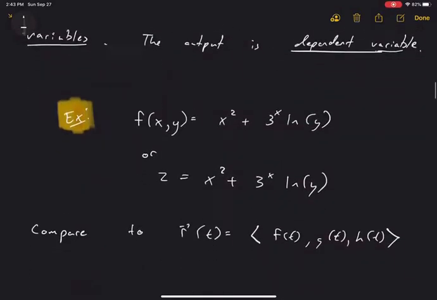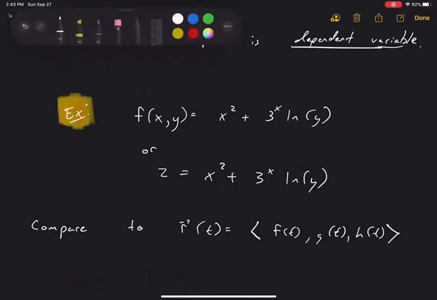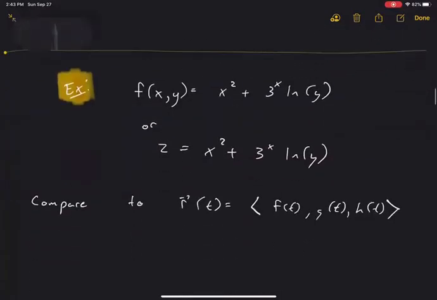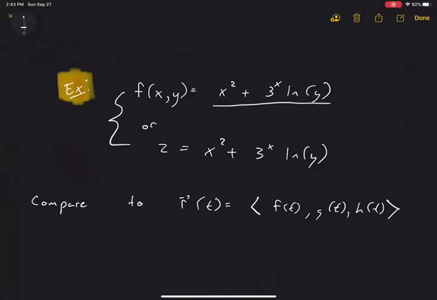So we've talked a little bit about the concepts of multivariable functions, but let's actually look at one. So these are the same thing. I have f of x and y equals x squared plus 3 to the power x ln of y. And we could just replace that f of x, y with that z. So two different ways to write the same thing. This is a function from R2 to R.